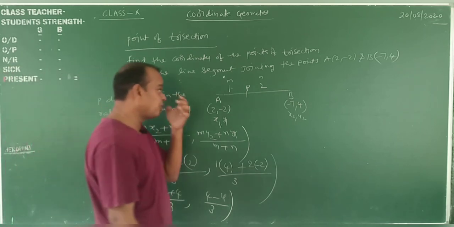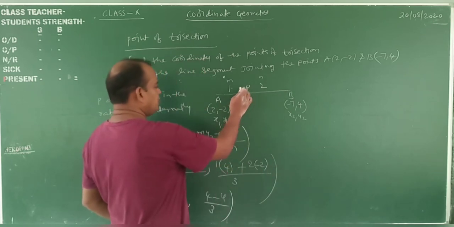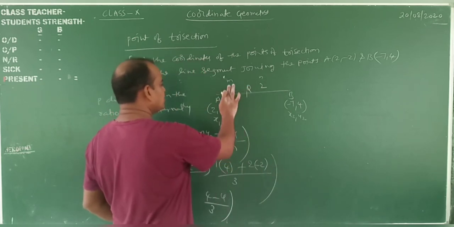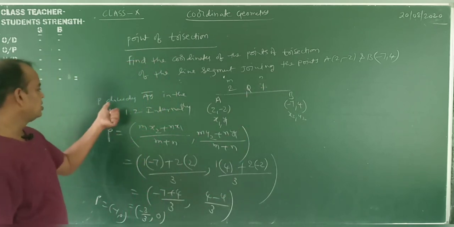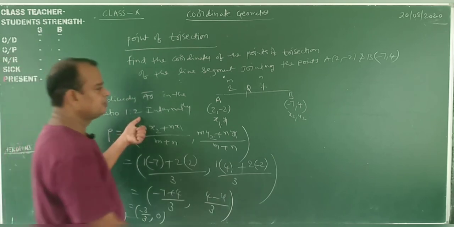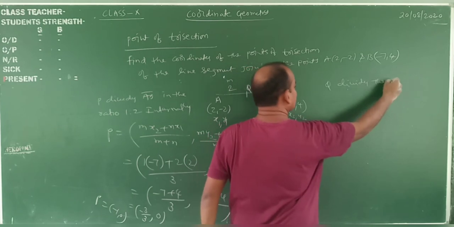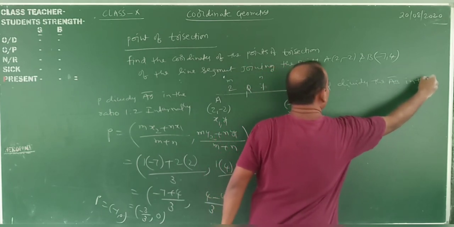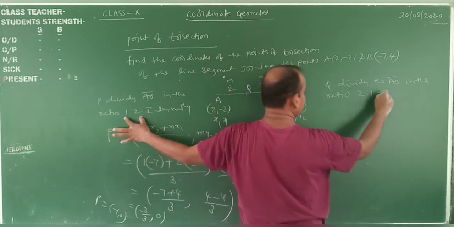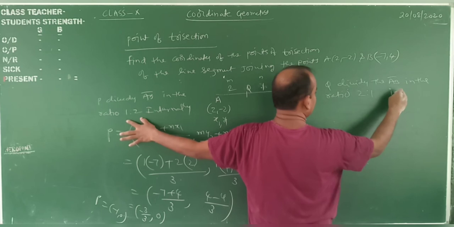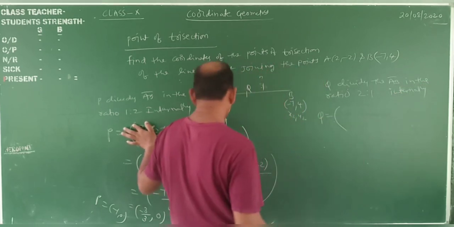Next, the other point. Suppose you take the same Q. This is Q. Suppose in this one the ratio is 2:1. With the same formula, write Q divides AB in the ratio 2:1. Here first you took the 1:2 ratio, next you take the 2:1 ratio, internally. Therefore, Q is equal to the same formula.